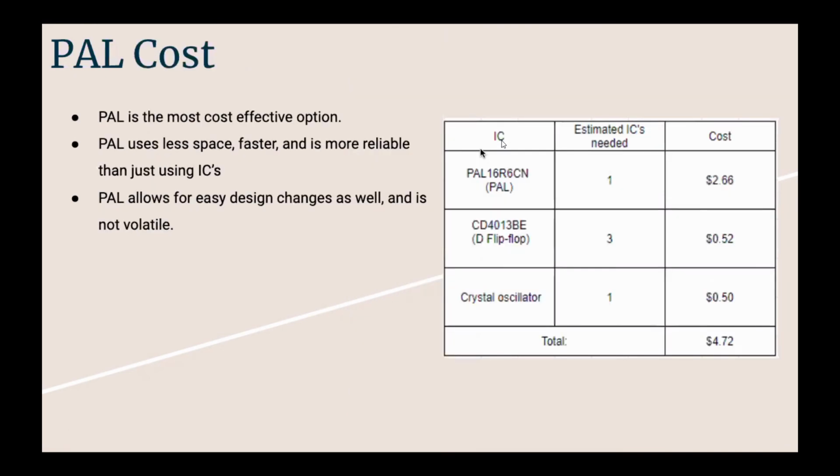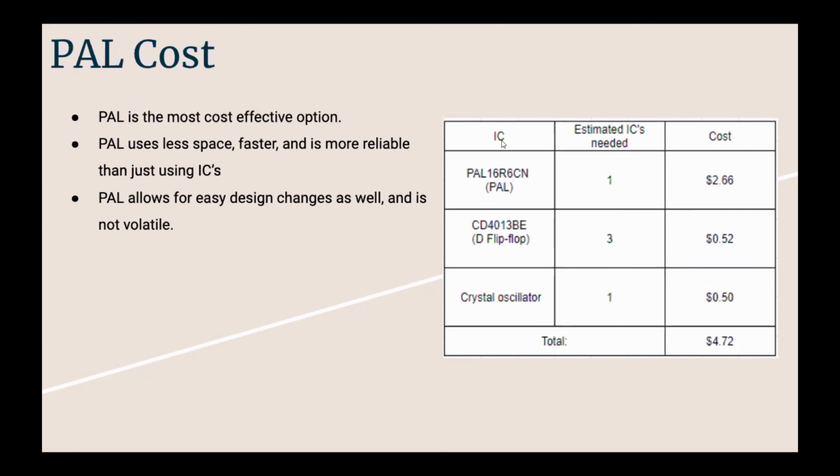And my PAL cost: PAL is the most cost-effective option. PAL uses less space, is faster, and is more reliable than just using ICs or my logic gates. PAL also allows for easy design changes, and is not volatile, which is a big thing. I don't want a power outage or anything like that to ruin my design. So I have to make sure that I keep that design protected and that something as simple as a power outage doesn't affect it.